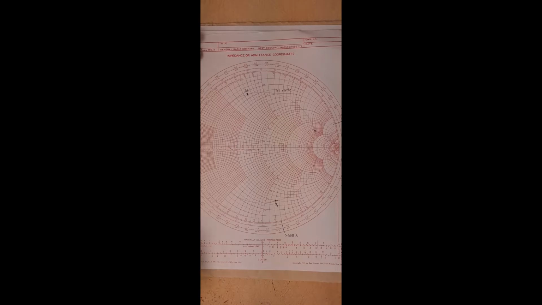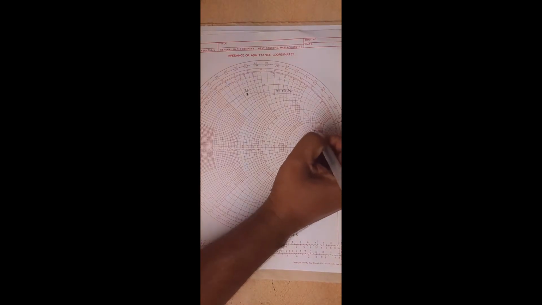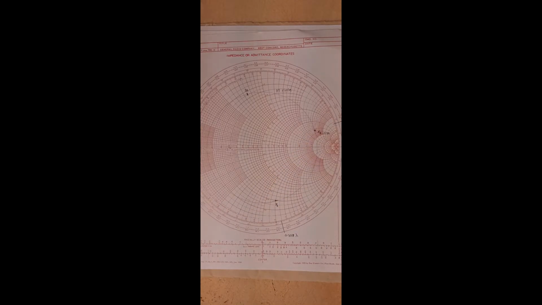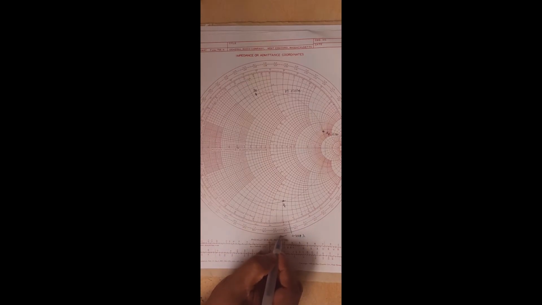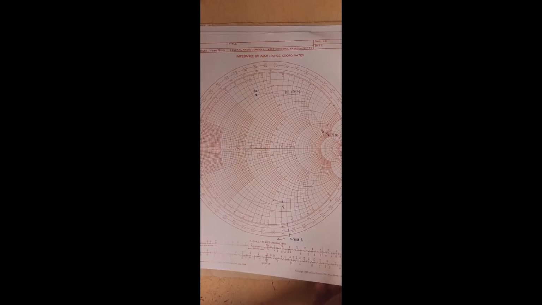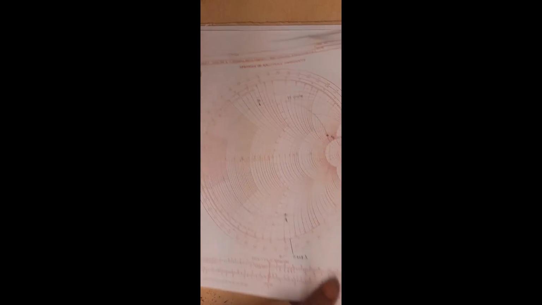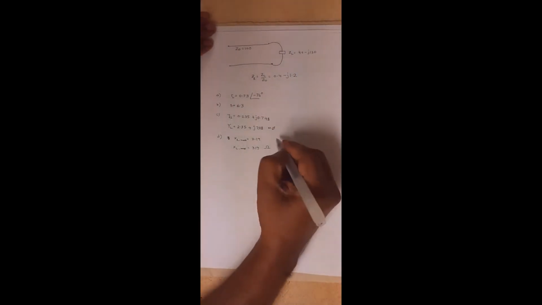So now we find the distance from ZL to this point. This is your XL max point. So what is the distance from here? You have to go towards the generator, that means clockwise. So if you go clockwise from here, the distance up to this is 0.5, then it goes to 0, and up to this is 0.226. So we can find the distance here.